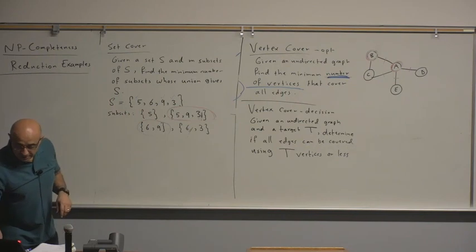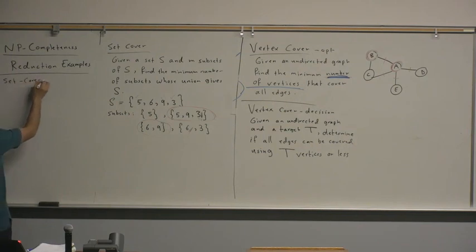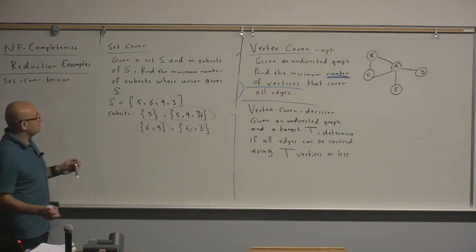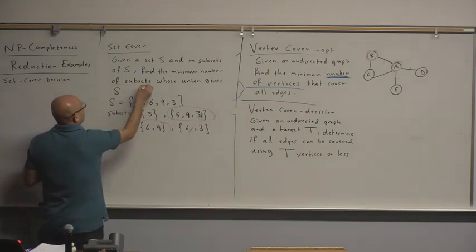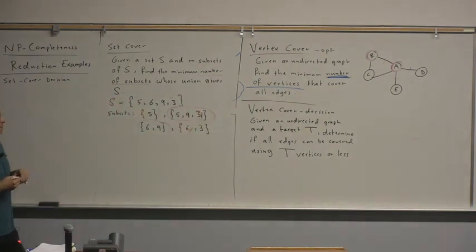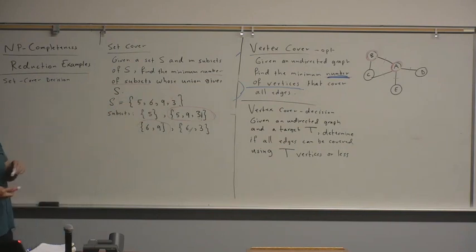So now let's recast this as a decision problem. Set cover decision. Now what's the quantity that we are trying to minimize? Number of subsets. So to convert this into a decision problem, what do we do? Set a target for this quantity that we're trying to minimize.